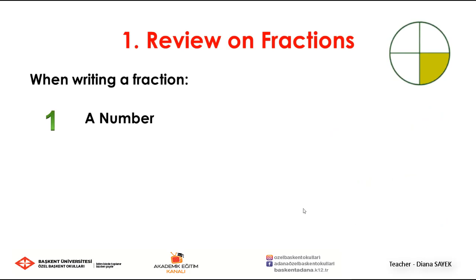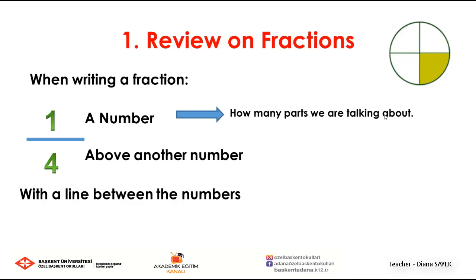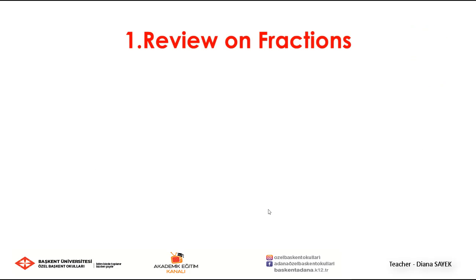So how do we write fractions? We have a number above another number, and we have a line between those numbers. That top number is showing us how many parts we're talking about. In this case, we're talking about the yellow shaded area. The bottom number is telling us how many parts there are altogether: 1, 2, 3, and 4. 4 equal parts, and we are talking about this one shaded area, or 1 of 4.